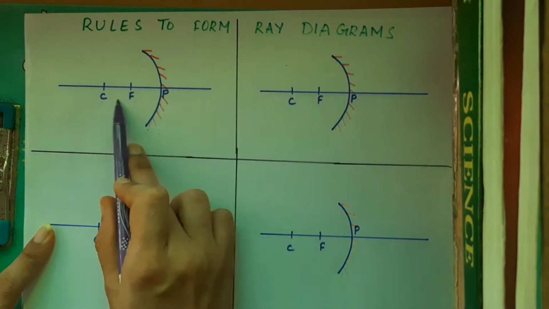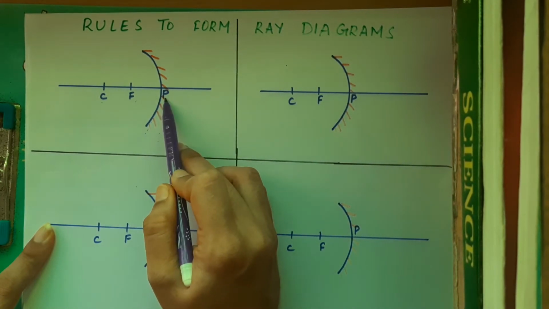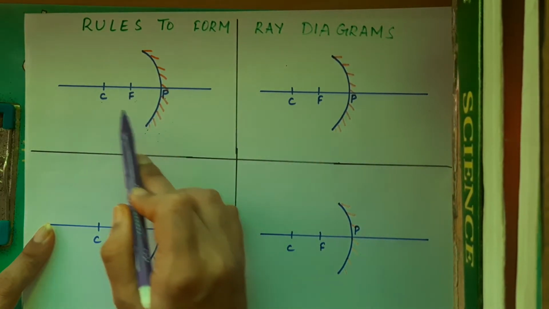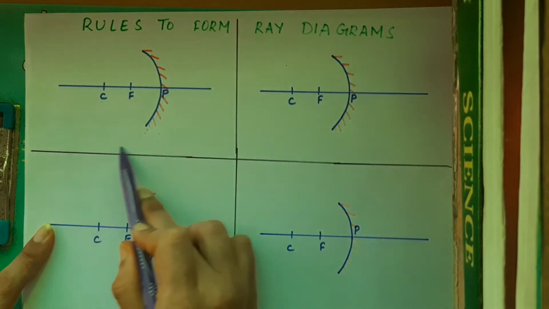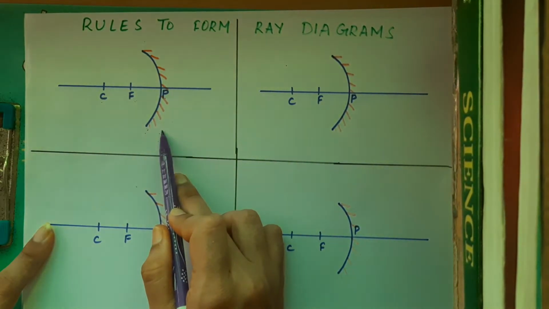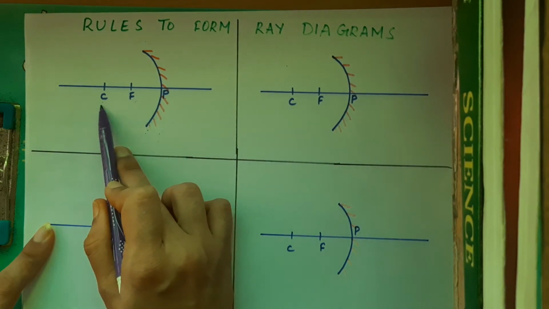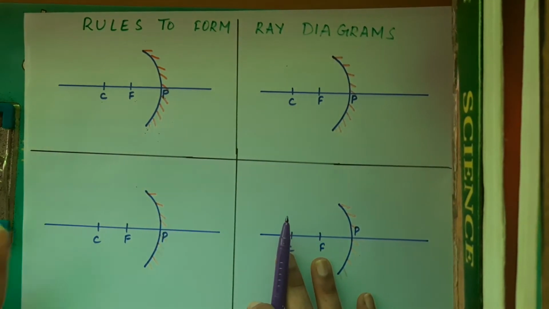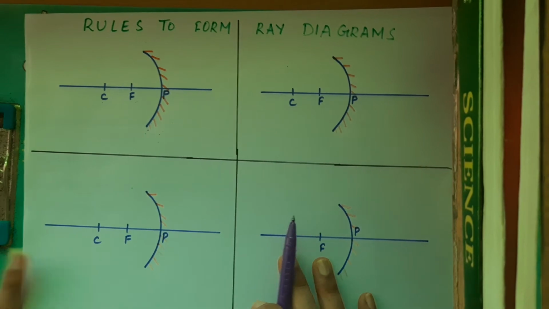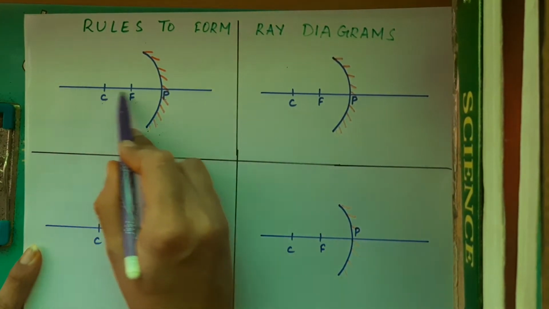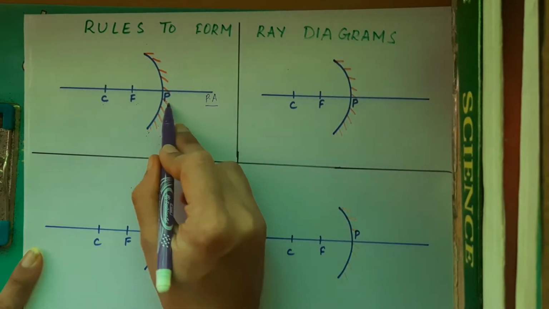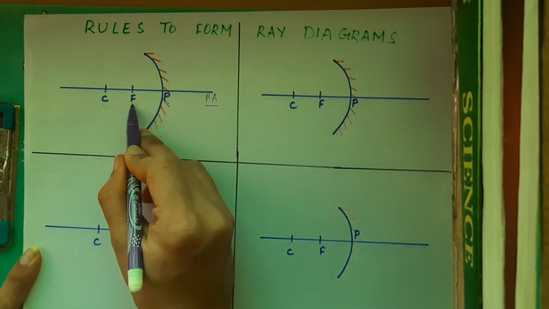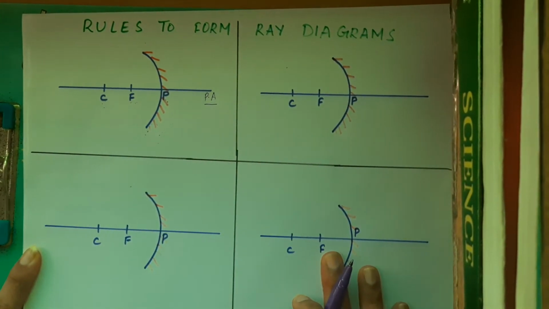So let's mark the points on the mirror. This is the pole, which is the center of the mirror. We have a center of curvature here, which is the center of the sphere of which the mirror is a part. We have a focus between the center of curvature and the pole. After this arrangement, when you make a mirror, you make a principal axis. So this is the principal axis here. You mark the pole, center of curvature and focus. Then we are ready to form a ray diagram.